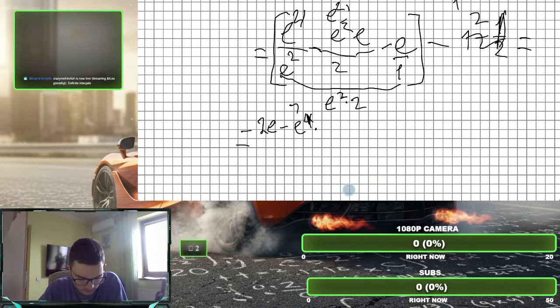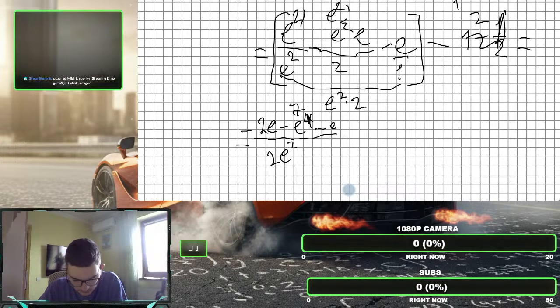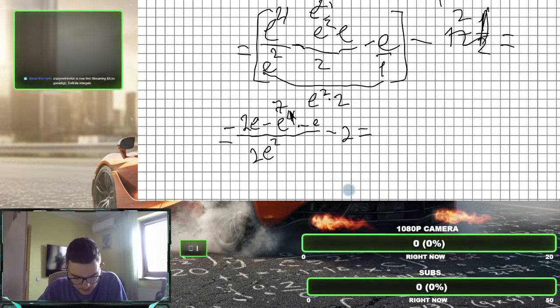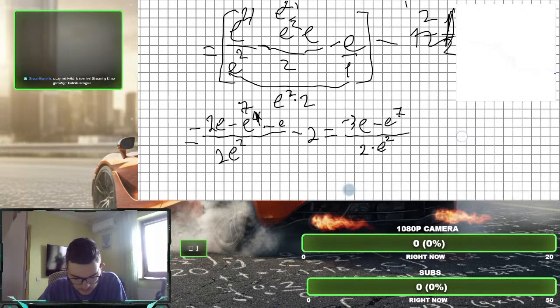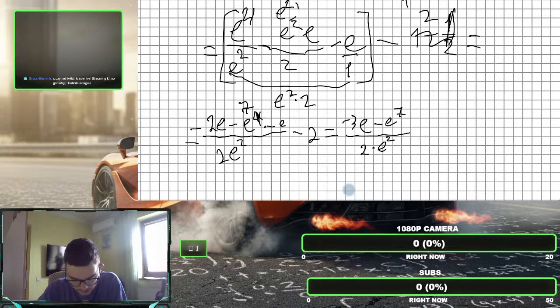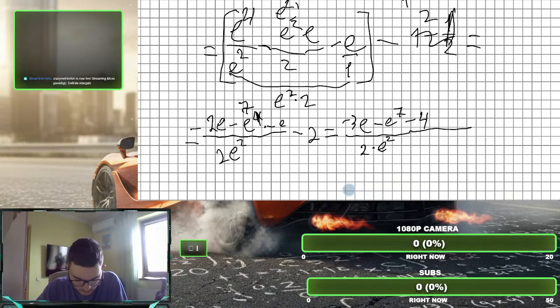It could be like this, so e at the seventh power, and lastly minus e, and all of this divided by e to the second power, so times 2, minus 2, and I have minus 2e minus e, that's minus 3e, minus e to the 7th power, divided by 2 times e to the second power, and we can also put the common denominator there for the 2, and I'll have minus 4 e to the second power, something like this. Now I'm just gonna check.